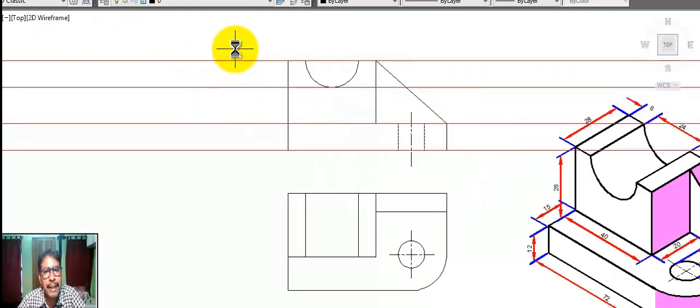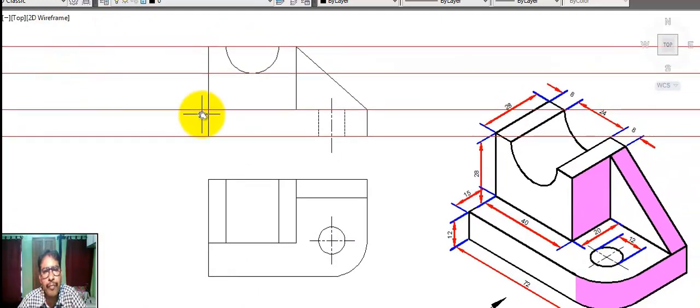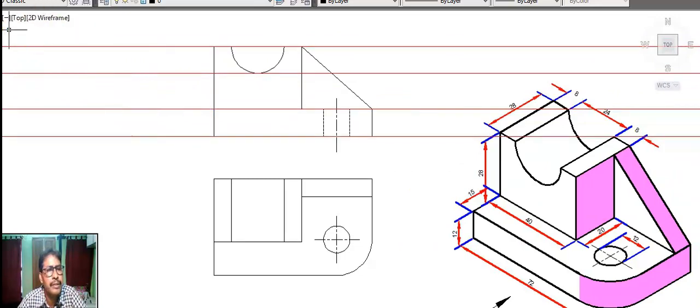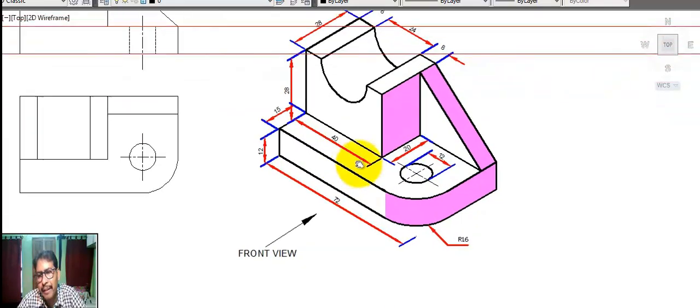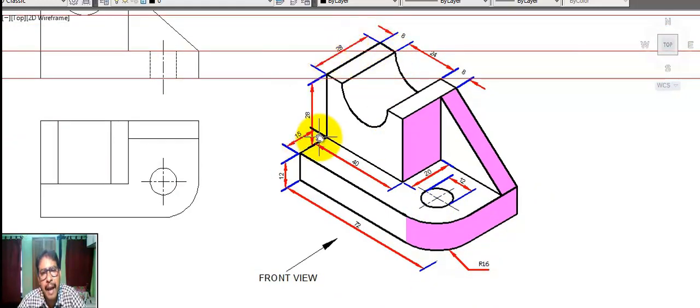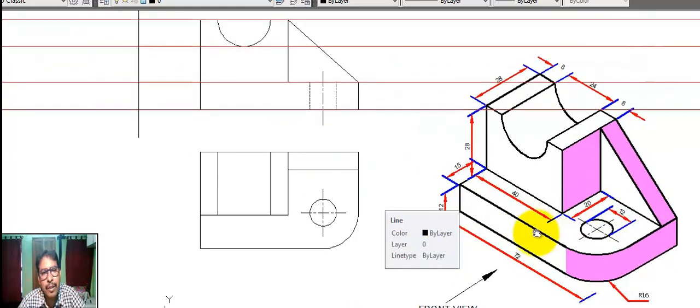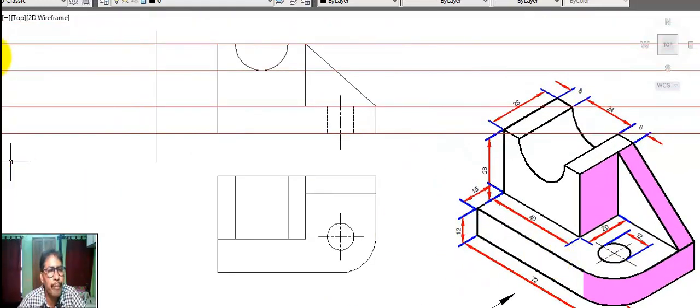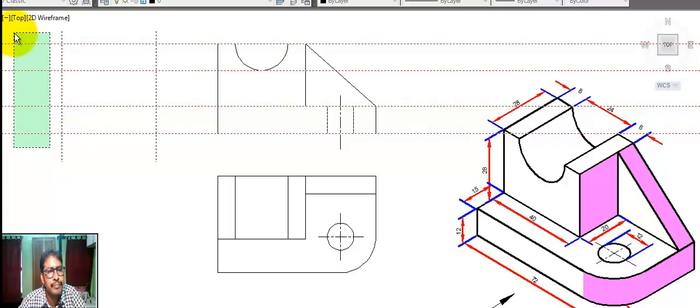Now draw a vertical line at a distance of about 20 to 25. This distance is 28 and 15, 43. So we draw a parallel line at 43, okay. Now erase the projection line.